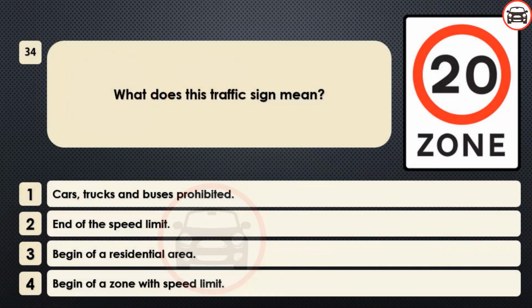What does this traffic sign mean? 1. Cars, trucks and buses prohibited. 2. End of the speed limit. 3. Begin of a residential area. 4. Begin of a zone with speed limit.